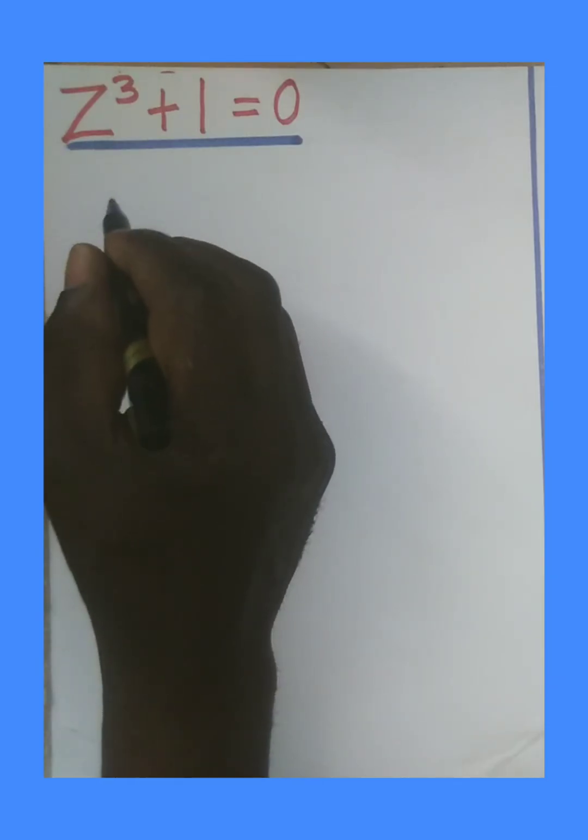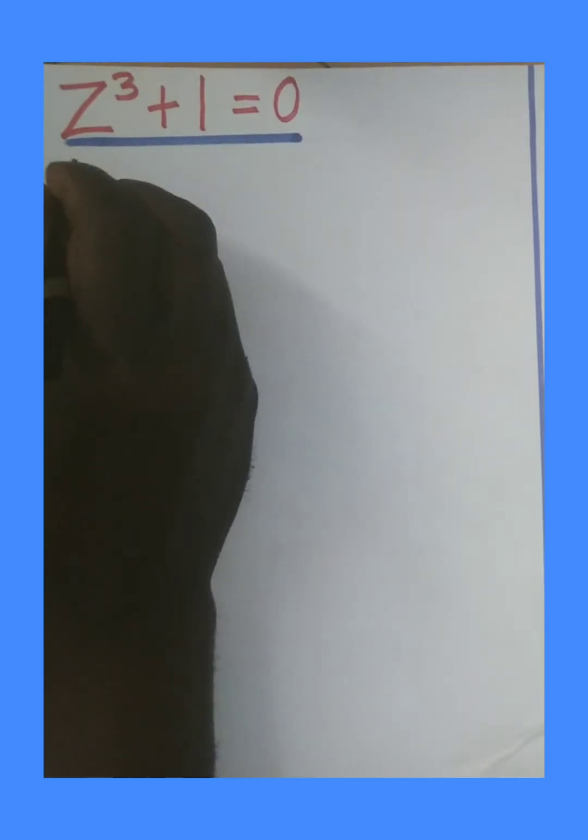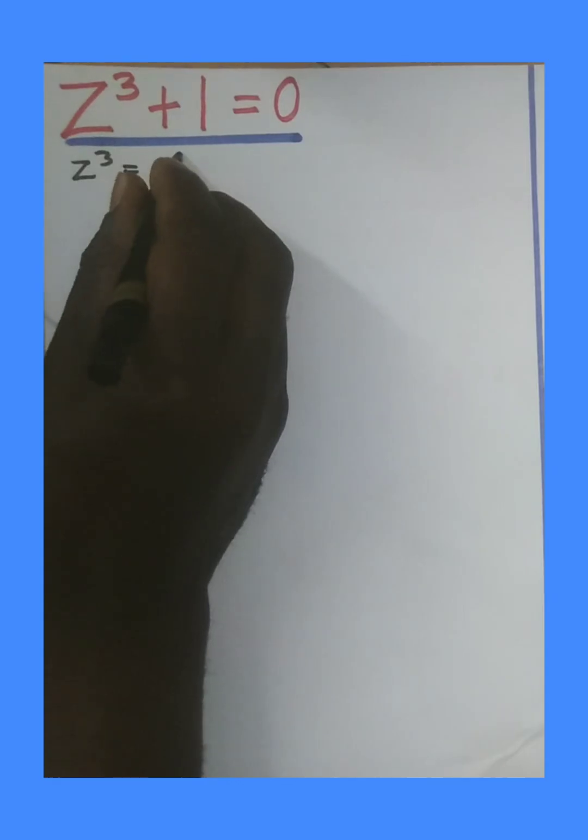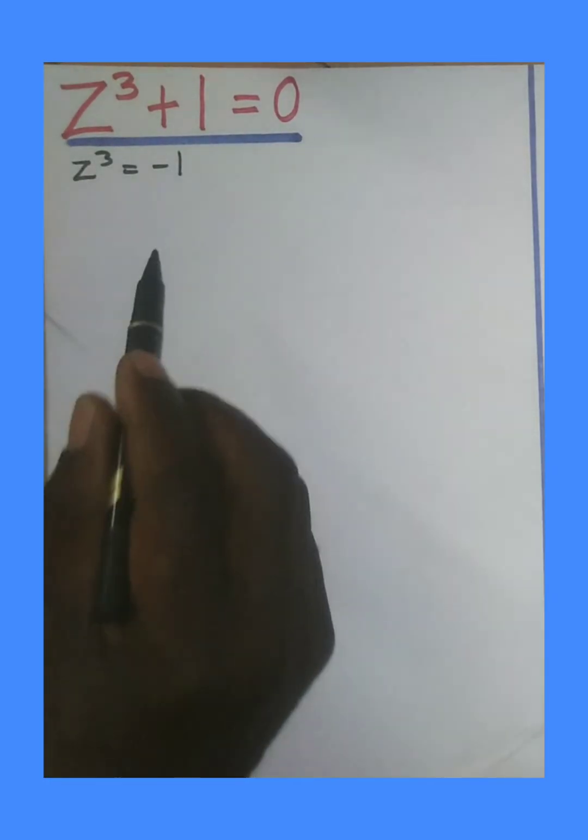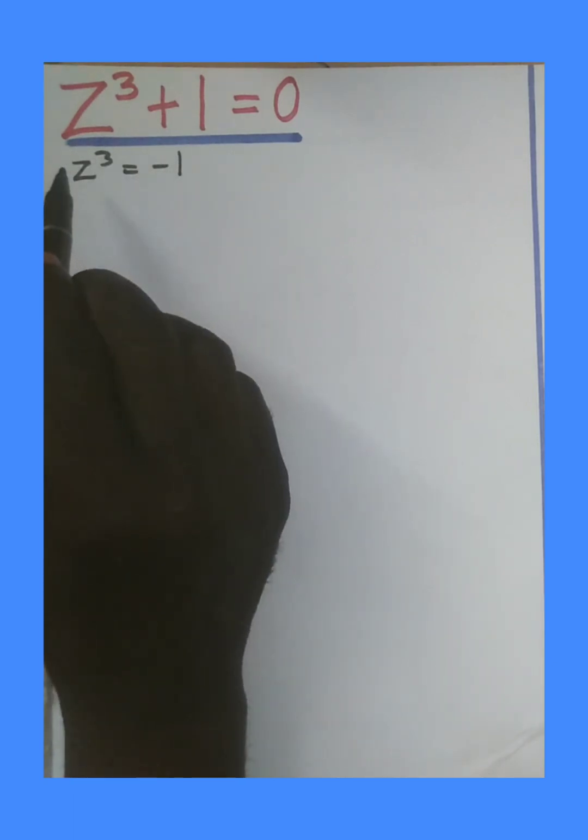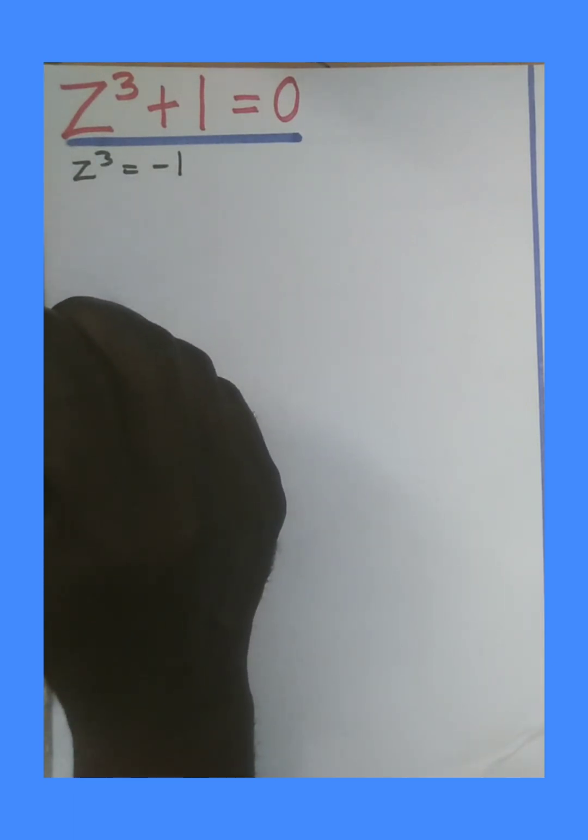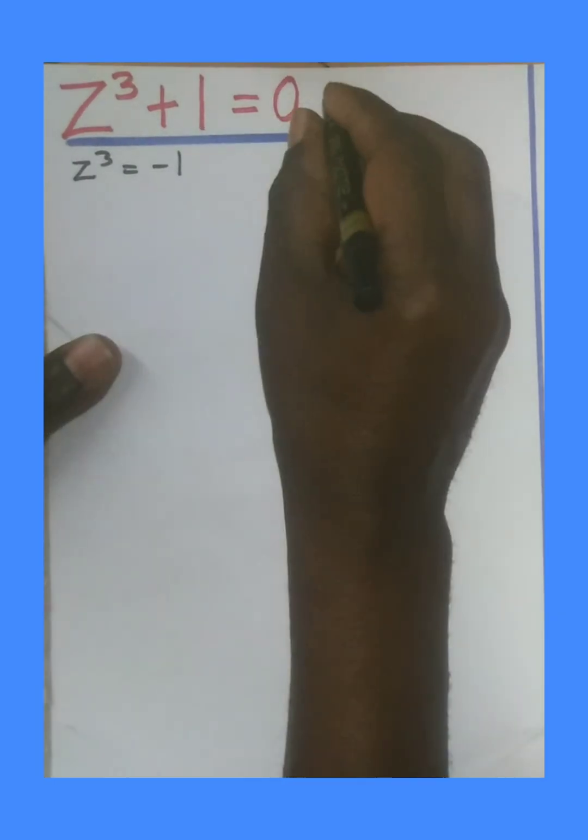Now, if we are given z cubed plus 1 is equal to 0, we can also write z cubed is equal to minus 1. Now, our first assignment is to convert both minus 1 and z into complex numbers expressed in exponential form.